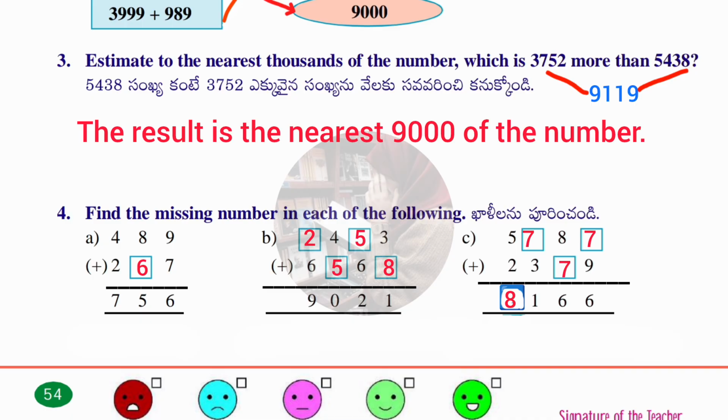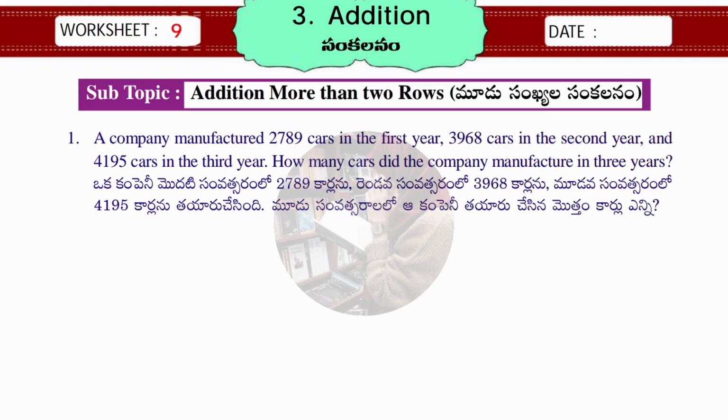7 we have to add to get 11. So 7 write it down. So answer is 7. 1 here and 1 goes to thousands place. 5 plus 1 is 6. 6 plus 2 is 8. Understood guys? So 5787 plus 2379 will give the answer as 8166. Okay, let's move on to the next worksheet, that is worksheet number 9.